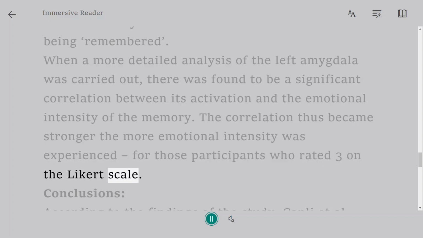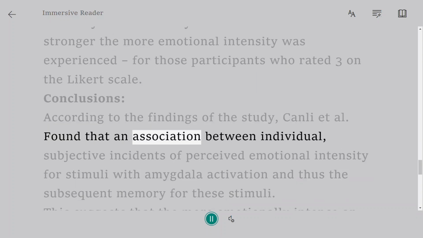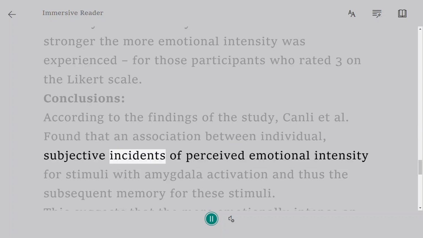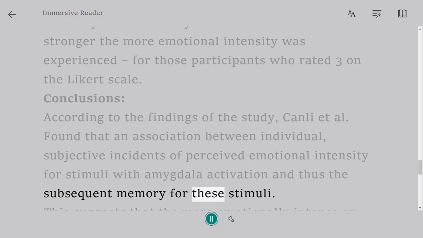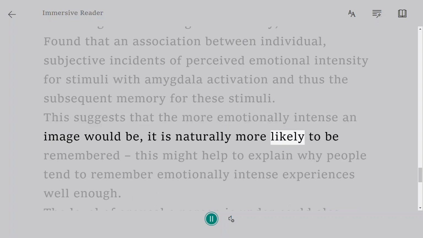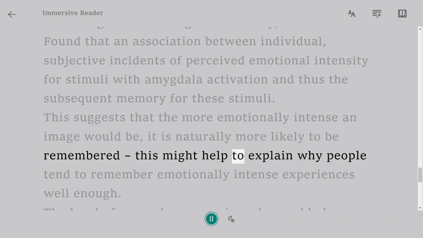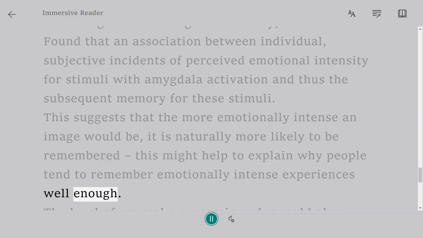Conclusions. According to the findings of the study, Canli et al. found an association between individual, subjective perceived emotional intensity for stimuli, amygdala activation, and thus the subsequent memory for these stimuli. This suggests that the more emotionally intense an image is, the more likely it is to be remembered. This might help to explain why people tend to remember emotionally intense experiences so well.